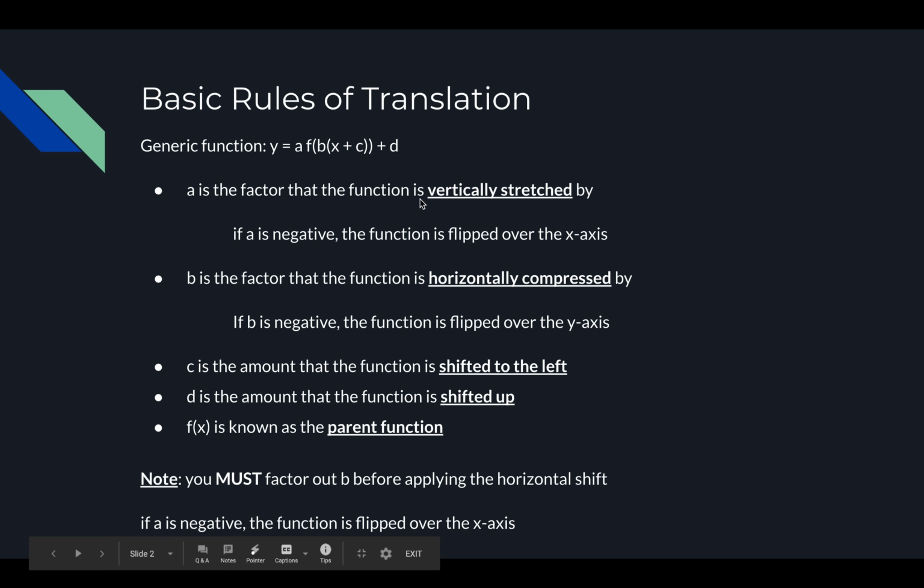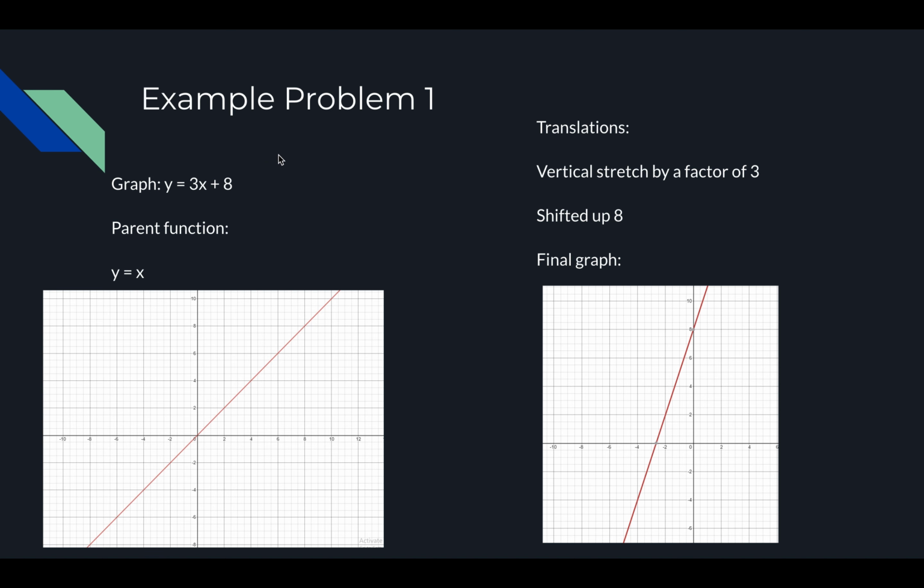And you must factor out before applying the horizontal shift. And if a is negative, again, the function is flipped over the x-axis. So here we have example problem 1. The parent function of y equals 3x plus 8 is y equals x. And then the translations here are the vertical stretch by a factor of 3, and then the y-intercept of 8. So this is what the final graph would look like.